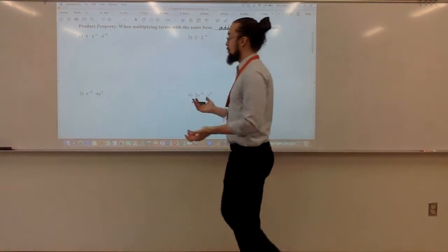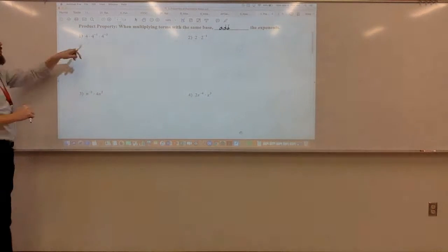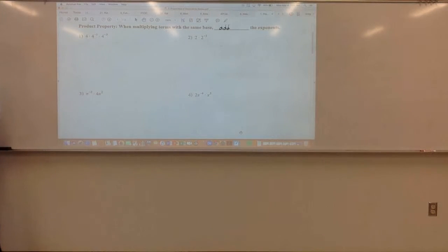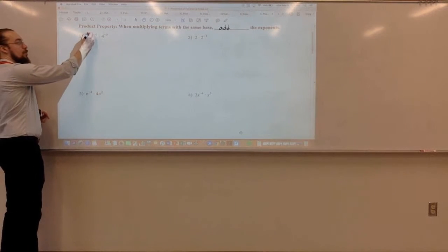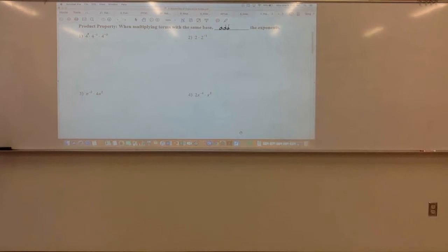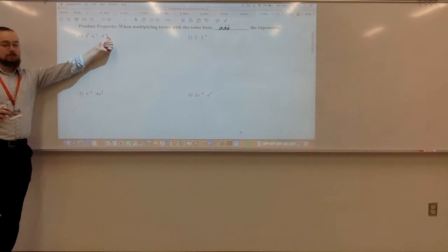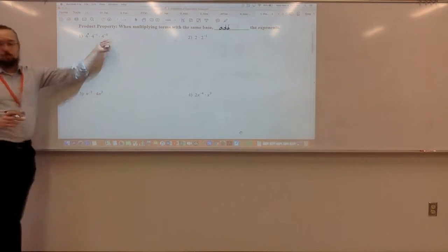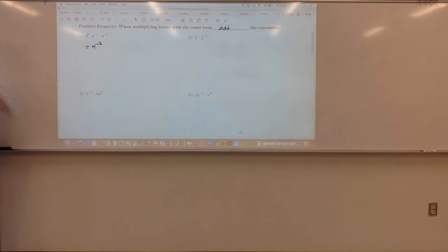So in this first example, I've got 4 times 4 to the negative first times 4 to the negative third. First of all, what's the exponent on this one? That's 1. It's just 1, right? So we need to make sure that we're taking that into account. This is 4 to the first power. So if I'm multiplying all three of these together, I would just add the exponents together. So 1 plus negative 1 plus negative 3, which would get me 4 to the negative third power.